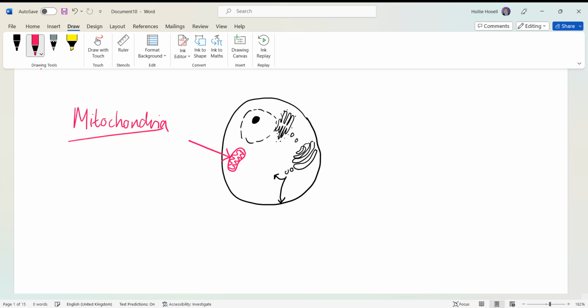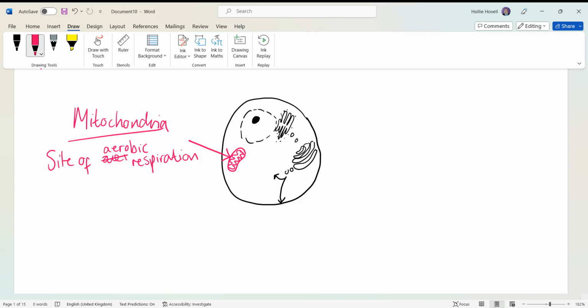Single would be mitochondrion, plural mitochondria, and it's the site of aerobic respiration. Remember that respiration releases energy. Don't ever say it makes energy. Energy can't be created or destroyed. So it's the site of aerobic respiration, which releases the energy from molecules like glucose.